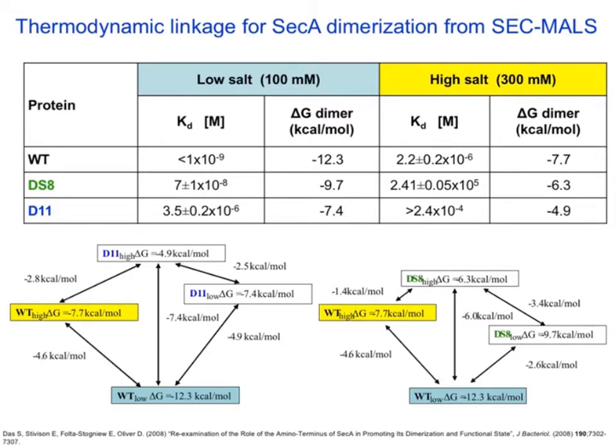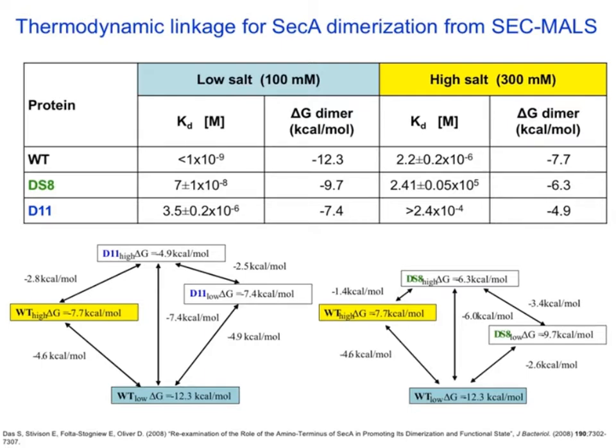When we convert dimerization constants into Gibbs free energy changes, we can perform the thermodynamic linkage analysis of dimer stability. Thus, we know that dimerization of wild-type protein is driven by over 12 kilocalories per mole change in free energy. We also know that both deletion mutants form less stable dimers, with free energy change of 7.4 and 9.7 for D11 and DS mutant respectively.